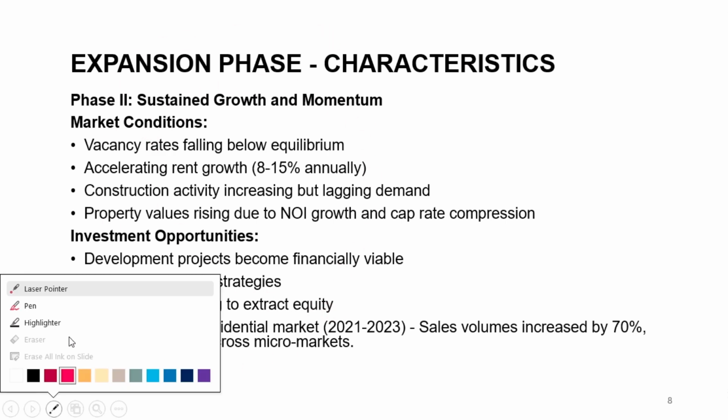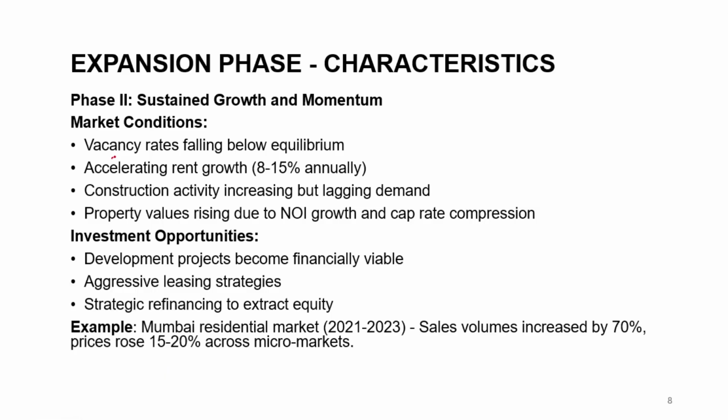So, let us take this one by one. We are talking about vacancy rates falling below equilibrium, and accelerating rent growth. We are seeing that rent is increasing. Construction activities have started increasing, but lagging the demand. So demand has picked up, construction activity is still picking up, and the property values are rising due to NOI growth and cap rate compression.